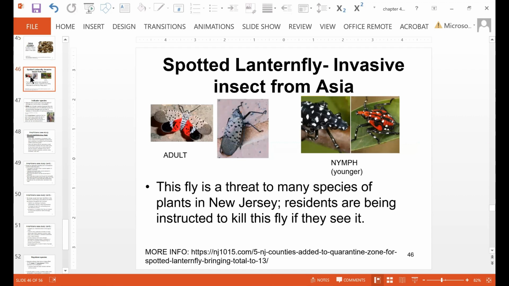Another invasive species is the spotted lanternfly. These are insects that came from Asia, and they are a threat to many species of plants in New Jersey. Residents have been instructed to kill this fly anytime you see them. This is the younger stage, the nymph stage of this insect, and these are what the adults look like. And there's more information down here at this link at the bottom.